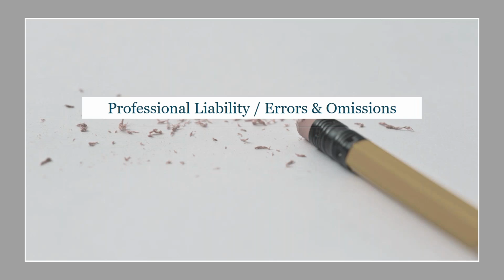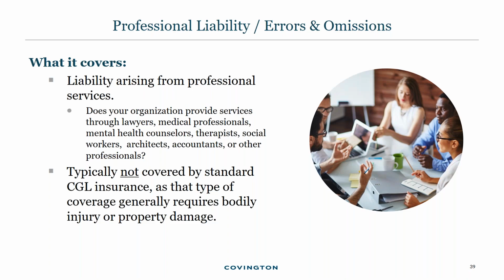Now let's talk about professional liability or E&O coverage, errors and omissions. This is the type of insurance that you'll want if your organization employs lawyers, medical professionals, mental health counselors, therapists, social workers, architects, accountants, or other professionals who provide professional services. Any of these types of persons will have their own insurance for providing their special services. And if you employ them to provide a benefit to the public, you will need professional liability insurance.